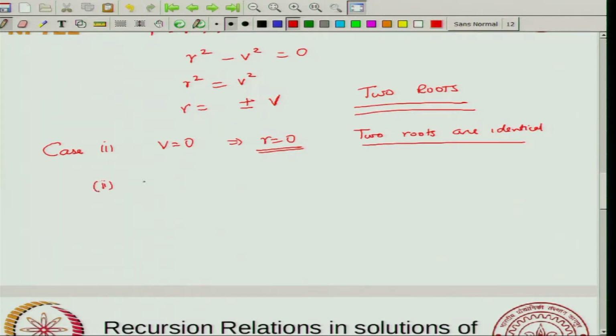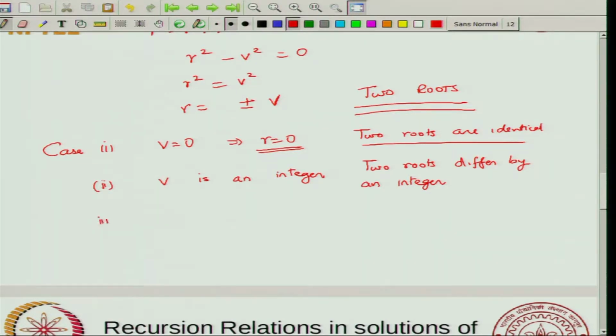Case 2, v is an integer. In this case the two roots differ by an integer. Now what you have to do is apply the Frobenius method and calculate one root, and then you can either use variation of parameters, or you can directly calculate the second root and check if it's linearly independent.